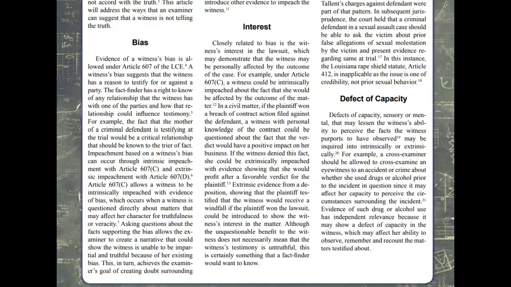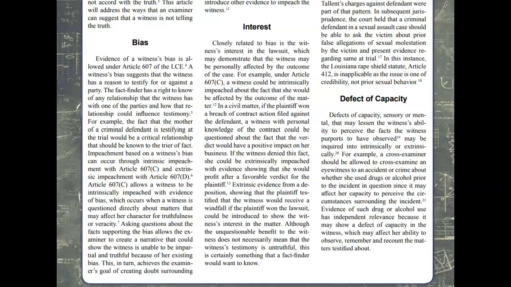Bias is something that suggests that there is a relationship that the witness has with one of the parties that might suggest that the witness is not telling the truth. For example, a mother who testifies at the trial where her son is charged with a burglary. The finder of fact will want to know that that person is the mother of the defendant because she may consciously or unconsciously lie. And that's something that the jury should know about.